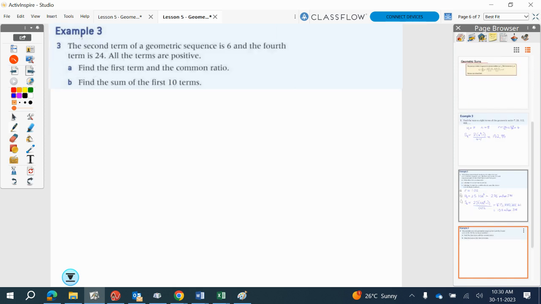Number 3. This one's fine. I like this. Have a go at this one. One more. Have a go at number 3. Let's make it less sweaty.